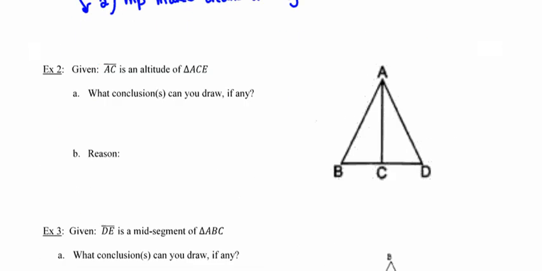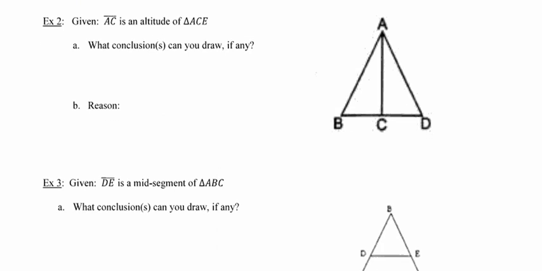All right, so there's the first one. Number 2 says line segment AC is an altitude of triangle A, and that should say triangle ABD. So in order to draw conclusions here, the key word really is the word altitude. You have to know what an altitude does. You have to know that an altitude makes or forms right angles. So because segment AC is an altitude, we know that those angles that are formed at C are going to be right angles. So what conclusion are we able to draw?